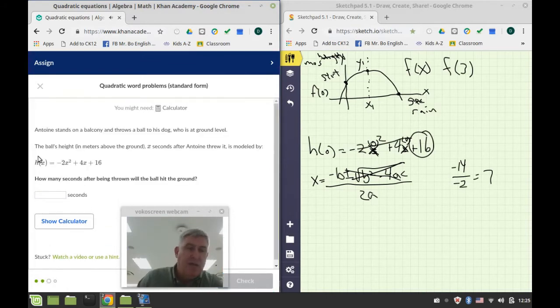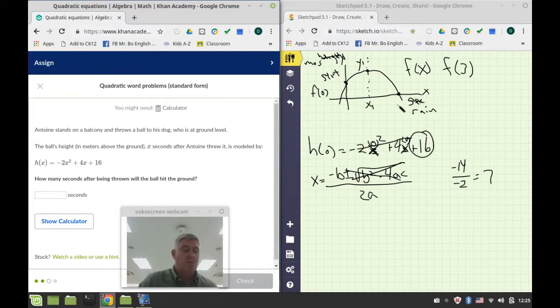All right. Antoine stands on a balcony and throws a ball to his dog, who is at ground level. The ball's height is modeled by a function. How many seconds after being thrown will the ball hit the ground? So they want this endpoint, they want this 0. So we want to find a 0.